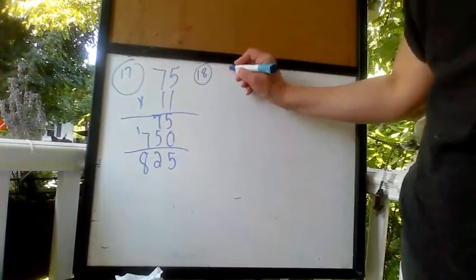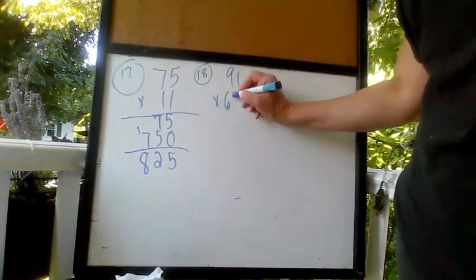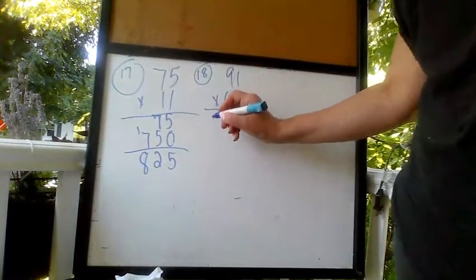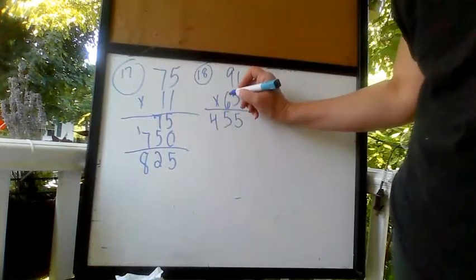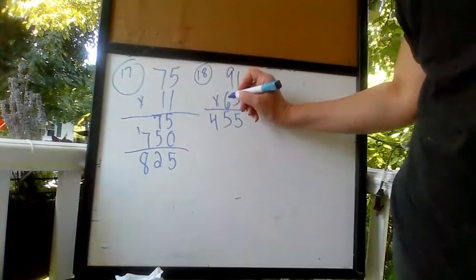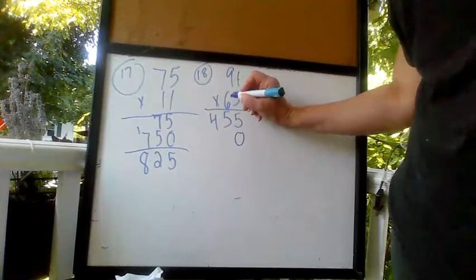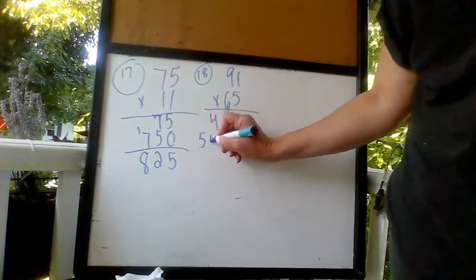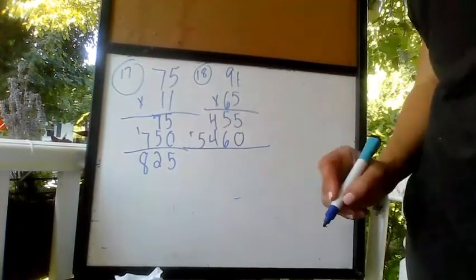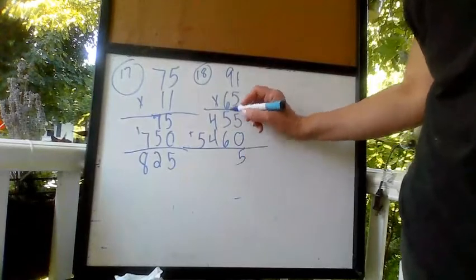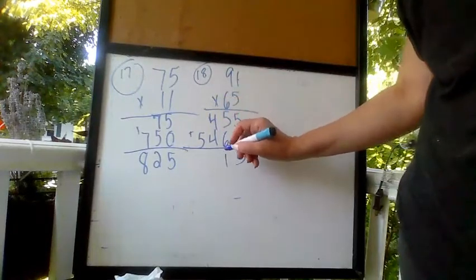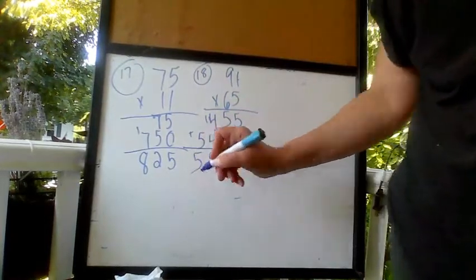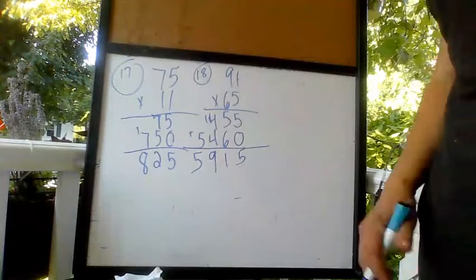18 is 91 times 65. 5 times 1 is 5. 5 times 9 is 45. Put a 0 here. 6 times 1 is 6. And then 6 times 9 is 54. And then we're going to add these together. That's 5. And then 6 plus 5 is 11. So write down the 1 and then carry the 1. 4 plus 4 is 8, plus 1 is 9. And then that's 5. So the answer is 5,915.